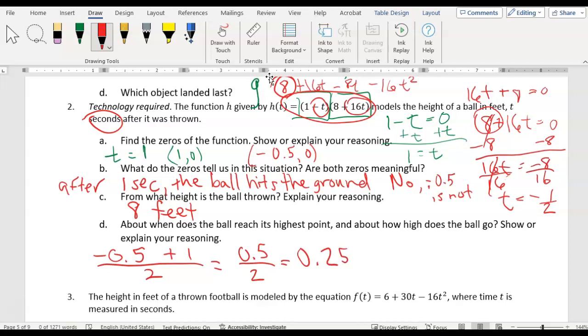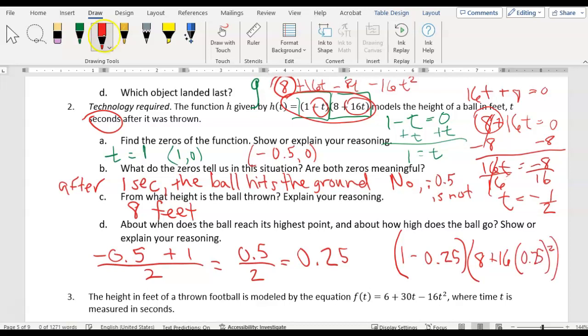And it says about how high does the ball go. So you're going to plug in 1/4 or 0.25 into the equation to find that out, right? So you would put 1 minus 0.25 times 8 plus 16 times 0.25 squared.